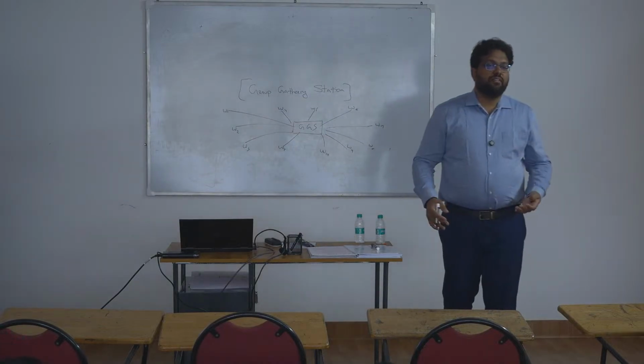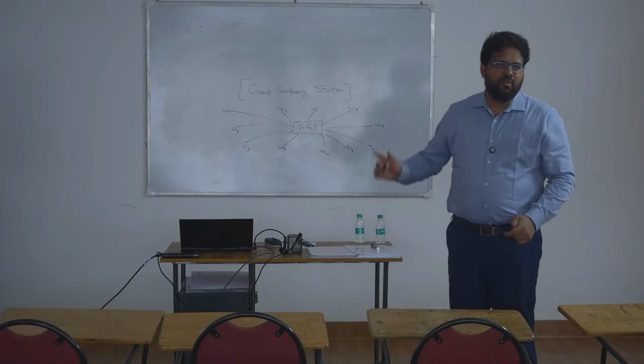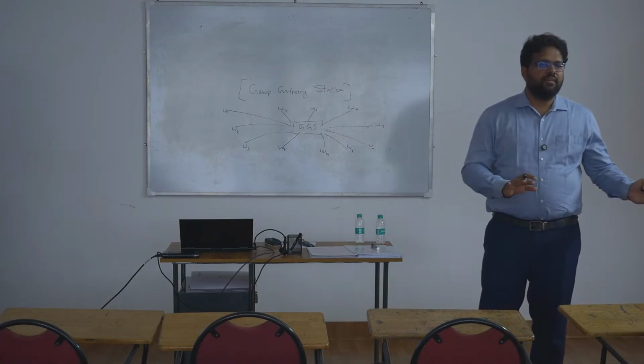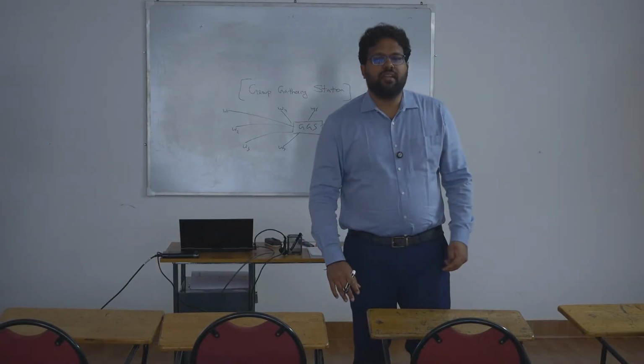എന്താണ് ഈ വെല്ലൊക്കെ ഡെലിവർ ചെയ്യുന്നത്? അവർ ഓയിൽ, വാട്ടർ ആൻഡ് ഗ്യാസ്, ഈ 3 സാധനവും ഈ ഗ്രൂപ്പ് ഗാദറിംഗ് സ്റ്റേഷനിലേക്ക് ഡെലിവർ ചെയ്യും. എന്തിനാണ് ഇങ്ങനെ ഒരു സെൻട്രൽ ഫെസിലിറ്റി ഉണ്ടാക്കുന്നത്?